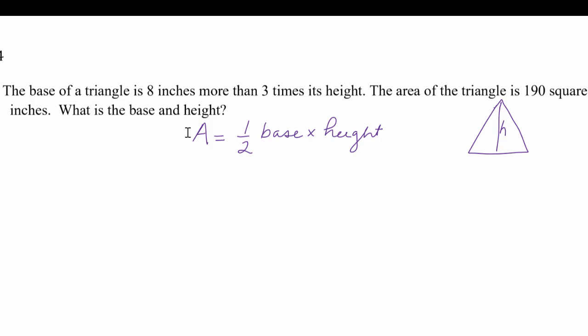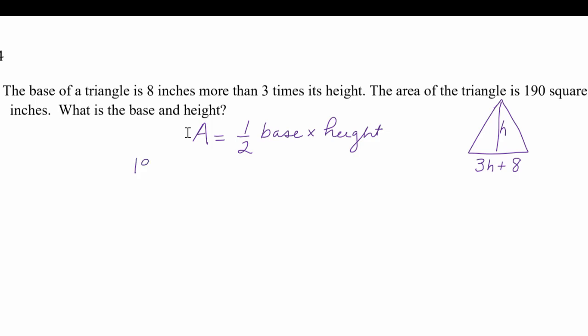And the base is 8 inches more than 3 times the height. So 3 times the height would be 3h. And then if it's 8 inches more, then you add 8. So there's the picture that shows our triangle. We're going to substitute into our equation. Now the area was given, it was 190 square inches.